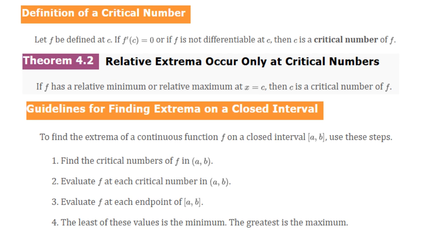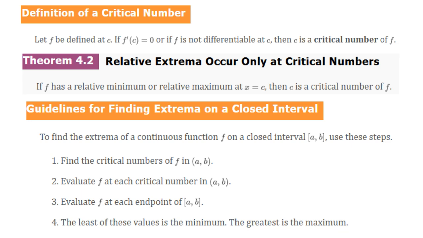Let f be defined at point c. If the derivative of your function at c is equal to 0, or if f is not differentiable at c, that just means your derivative is undefined, then c is called a critical number of your function. Relative extrema only occur at critical numbers. If f has a relative minimum or a relative maximum at the point x equals c, then c is called a critical number.